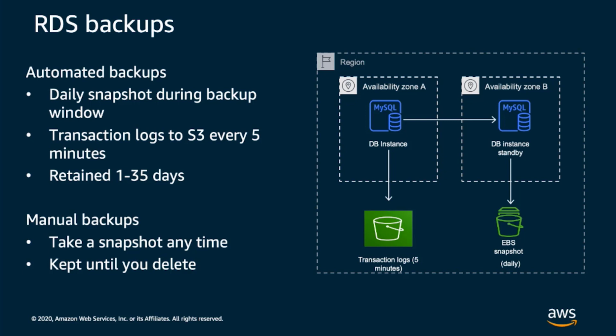And then another option we have is manual backups. You can take snapshots whenever you want. You can simply issue an API call or CLI command to create the snapshots. The difference between the two is that we do not delete your manual snapshots at all. Whenever you delete an RDS instance, we automatically delete automated backups, but we never delete your manual backups. So you can keep them until you delete them manually. So these are the two options available for you.